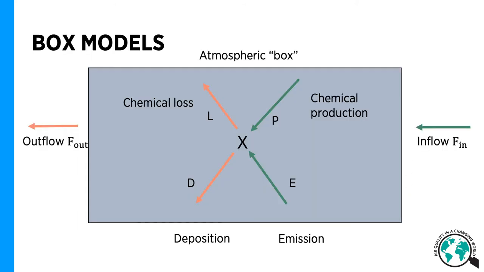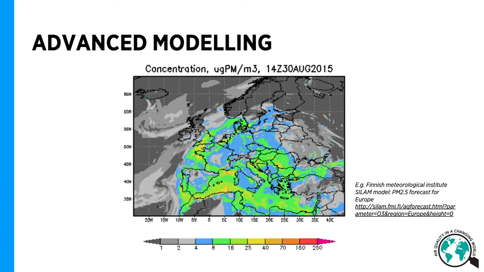Box models allow us to take into account the chemistry of the air or other removal processes. Each air parcel is considered as a box of air where chemical reactions happen. When we combine transport modeling to chemical modeling, more advanced air quality models can be formed.